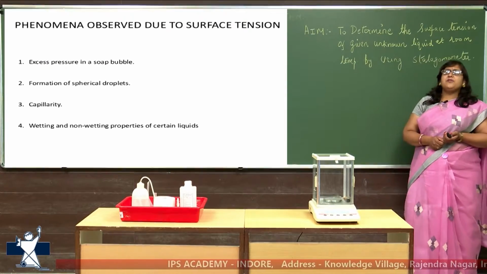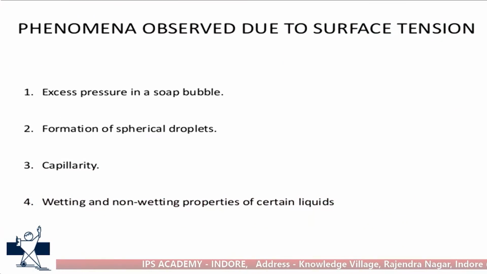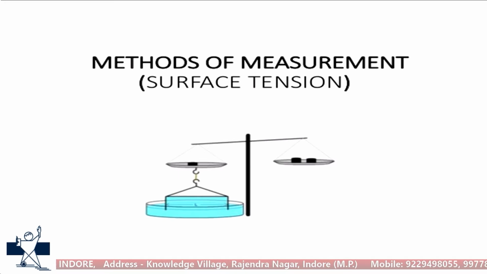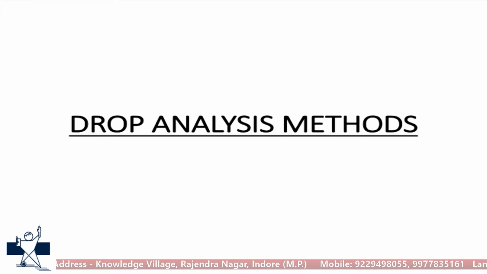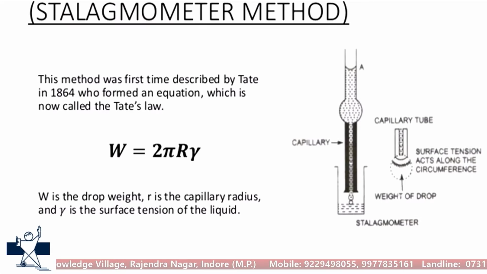Phenomena which are observed due to surface tension include the excess pressure in a soap bubble, formation of spherical droplets, capillarity, and wetting and non-wetting properties of certain liquids. Now the method of measurement which we are going to use to measure surface tension is the drop analysis method. In this method, we use a glassware known as a stalagmometer.